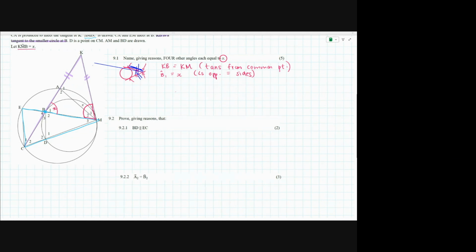First thing I see is now that I filled in that B1 is equal to X, I can see that these two angles are vertically opposite to each other. B4 and B1 are vertically opposite. So angle B4 is also equal to X, vertically opposite angles.